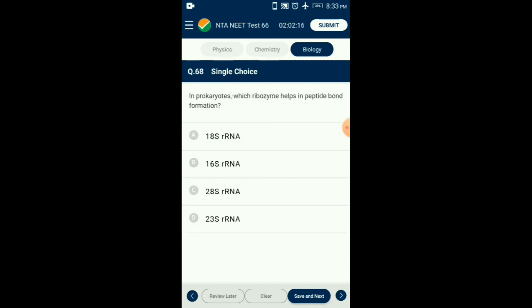Question number 68. In prokaryotes, which ribosomal RNA helps in peptide bond formation? The 23S type of ribosomal RNA is a component of the large subunit in E. coli, which consists of the 50S of the bacterial ribosome. Peptide bond formation by the ribosome requires 23S ribosomal RNA and its interaction with the 3' CCA end of tRNA. So the answer is option D, 23S ribosomal RNA.